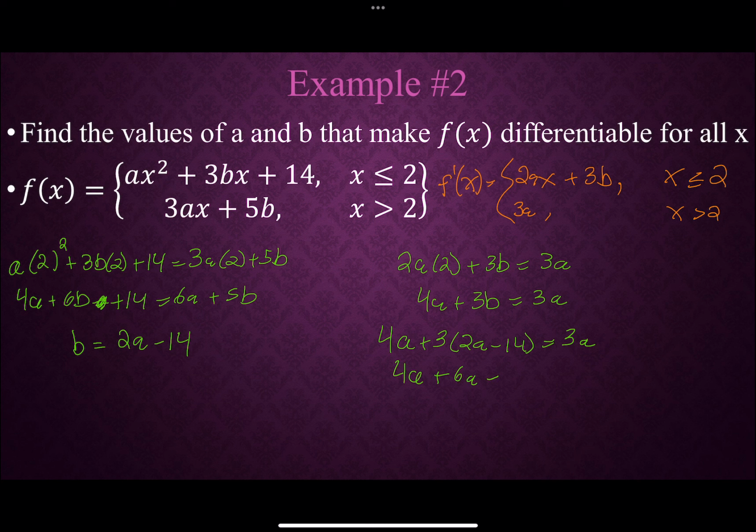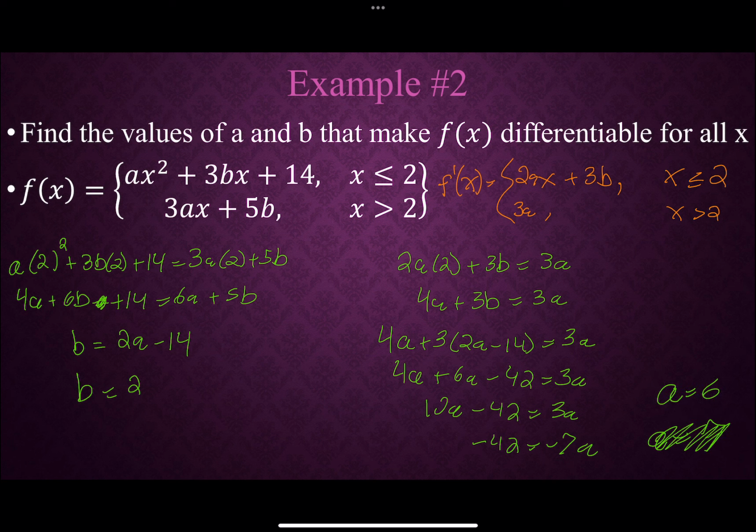4a plus 6a minus 42. We get 10a minus 42 equal to 3a. Negative 42 is negative 7a, so we get a to be 7, which means b, a is not 7, a is 6. Sorry about that. B, if I substitute the 6 back in, we get b to be negative 2.